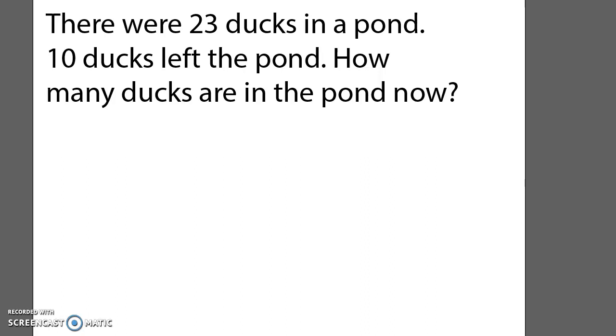It says there were 23 ducks in a pond. 10 ducks left the pond. How many ducks are in the pond now?